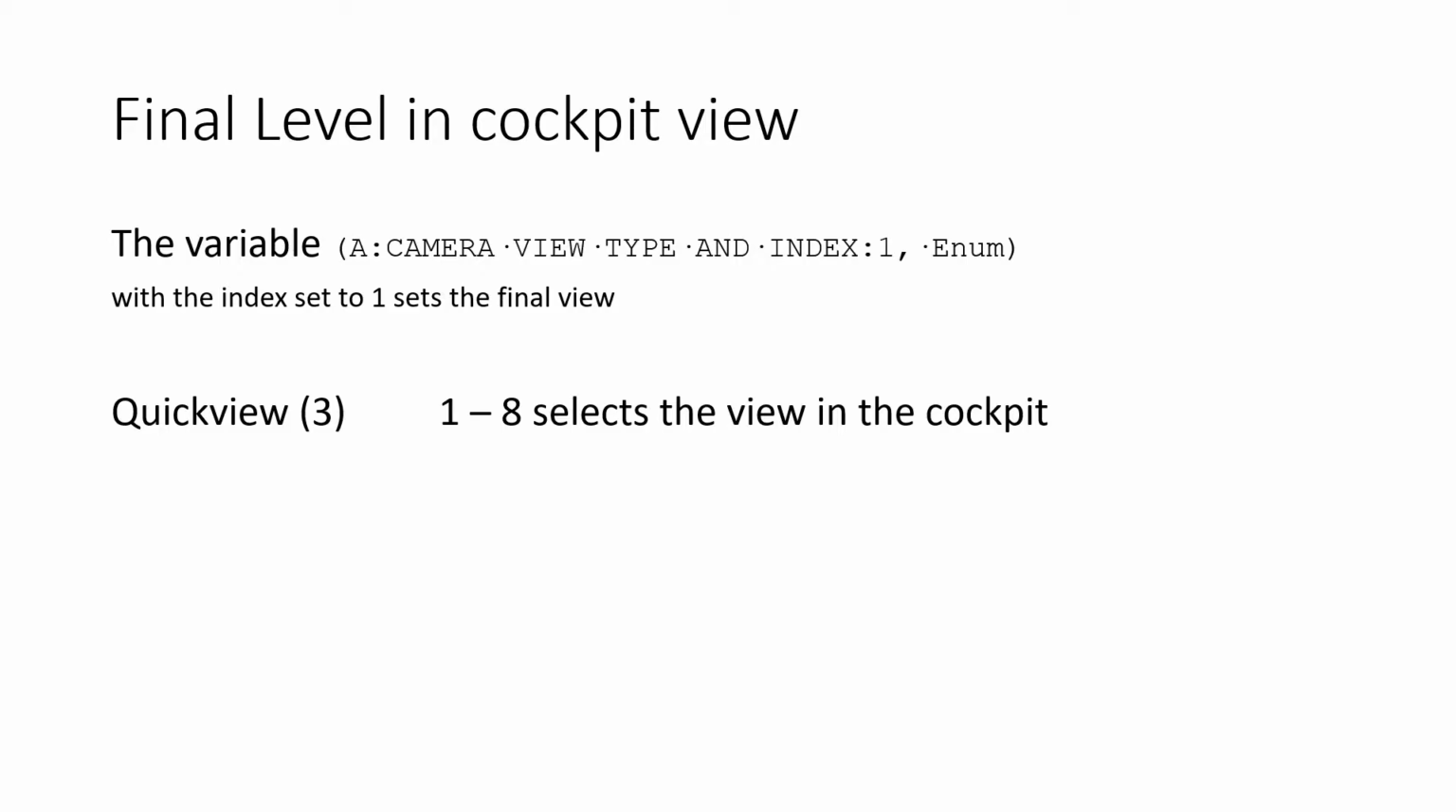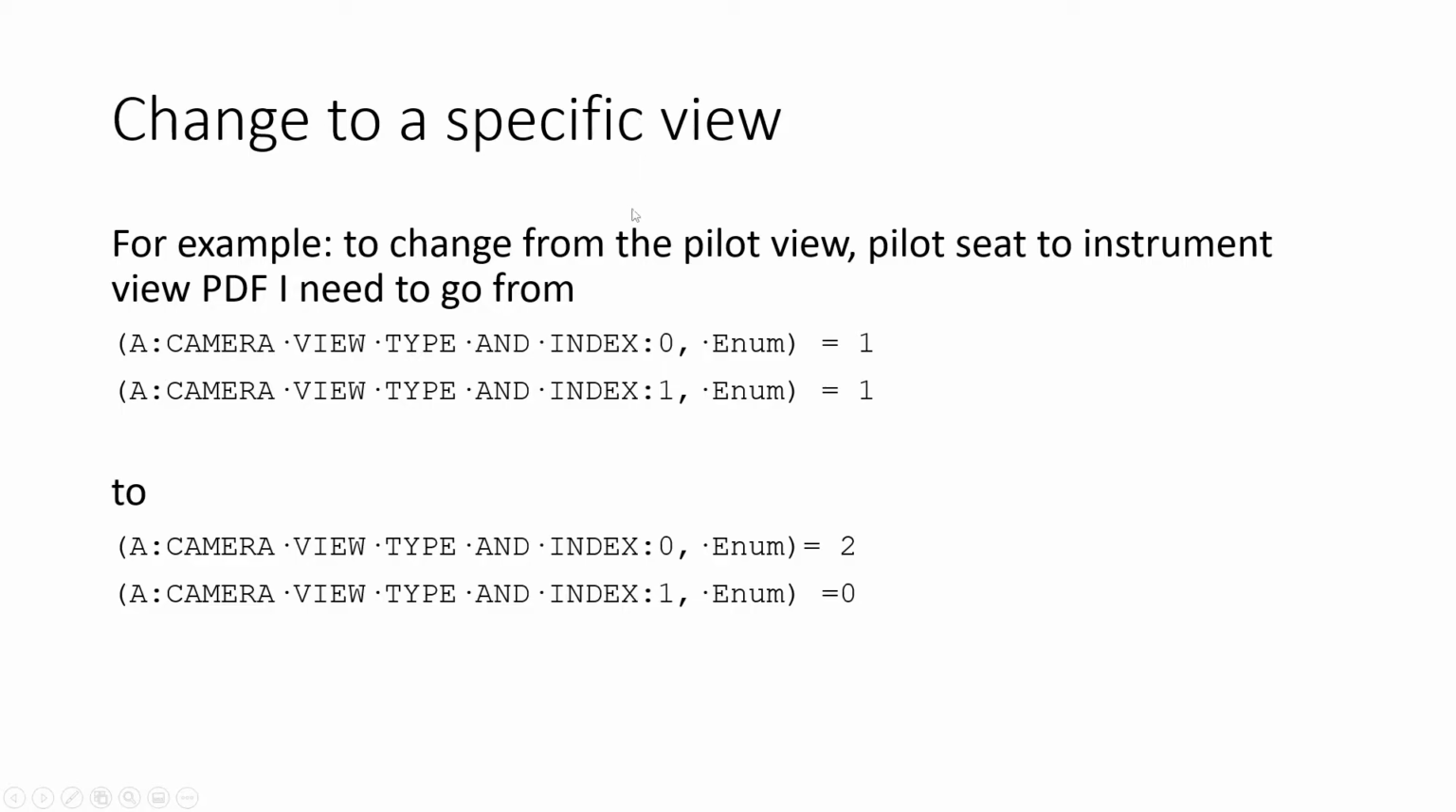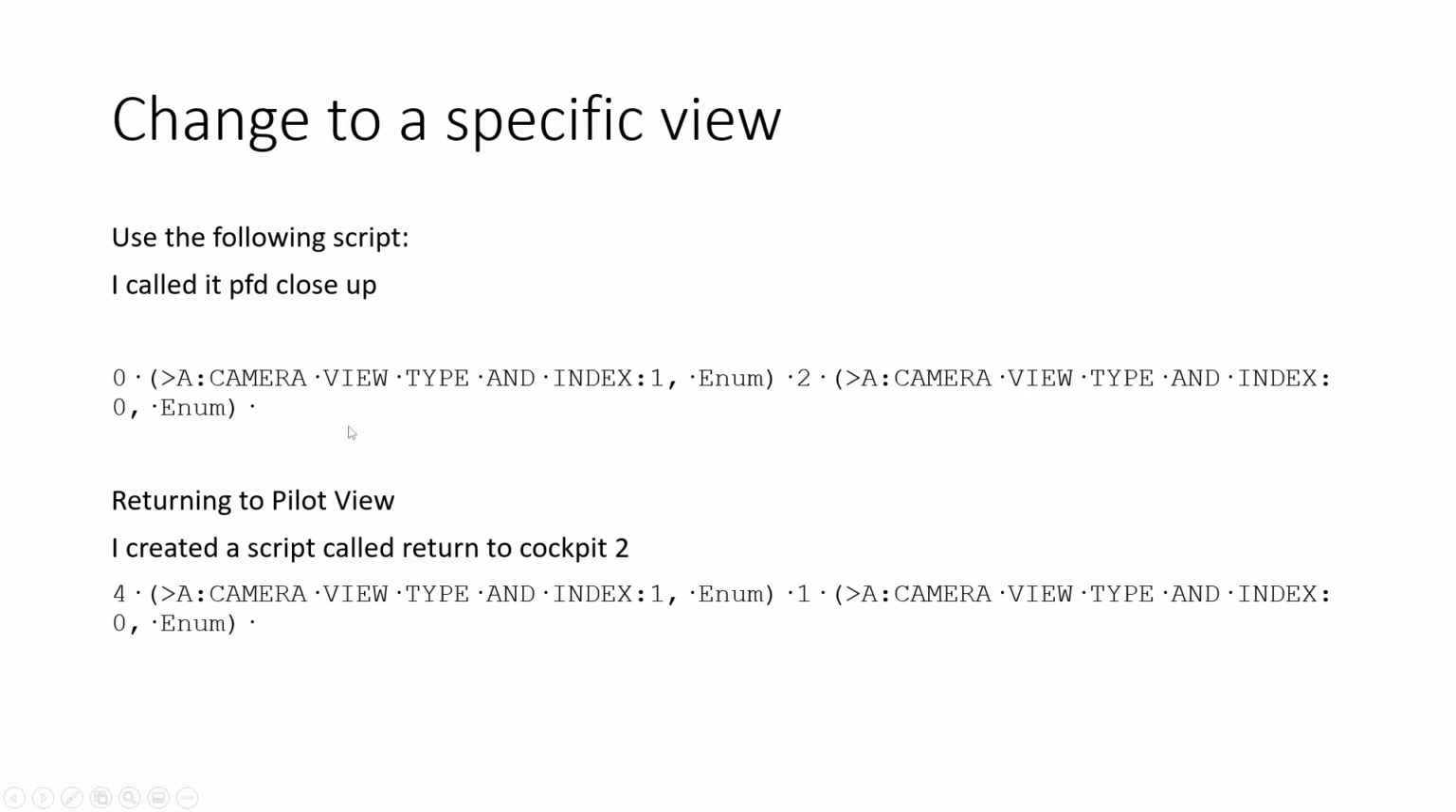What I really want to do is change to a specific view. I want to change from the pilot view, pilot seat, that's index 0 number 1, index 1 number 1, that gives us the normal pilot view. I want to change that to the instrument view, which is number 2, and the primary flight display, the PFD, is 0. So I need a script that takes me from there to there. And it's relatively simple. This is what the script looks like.